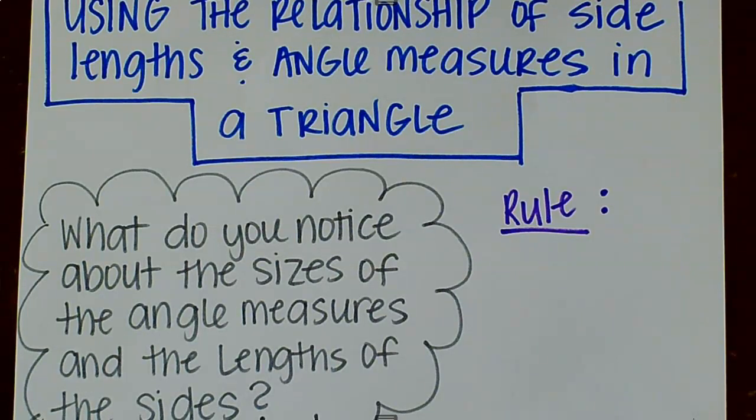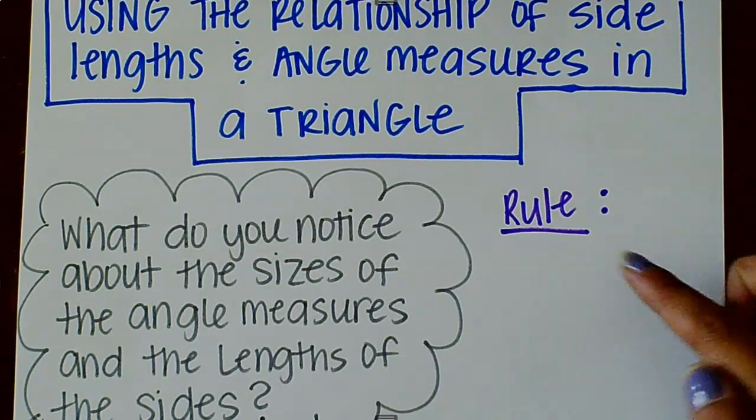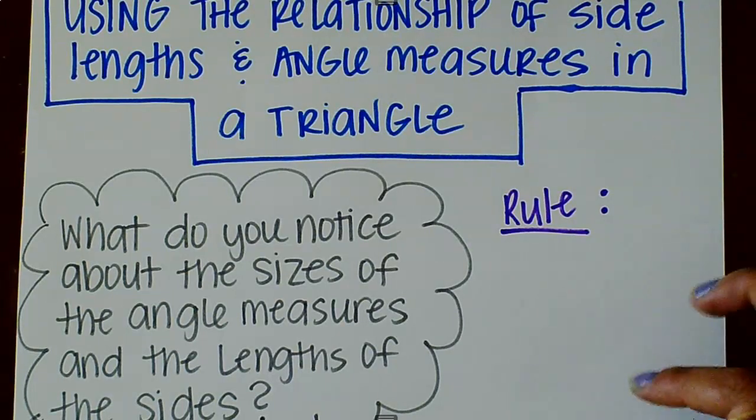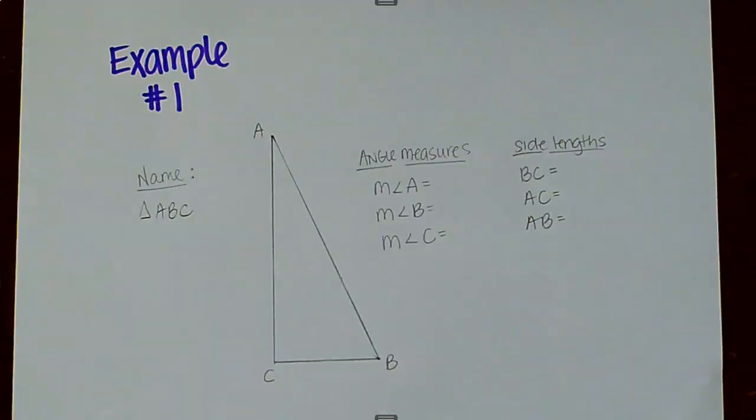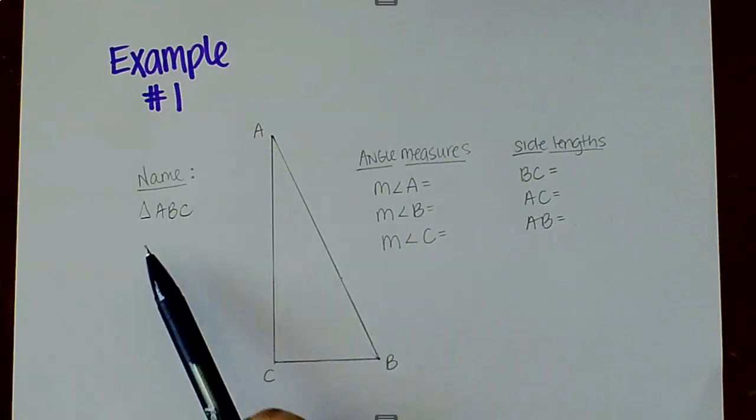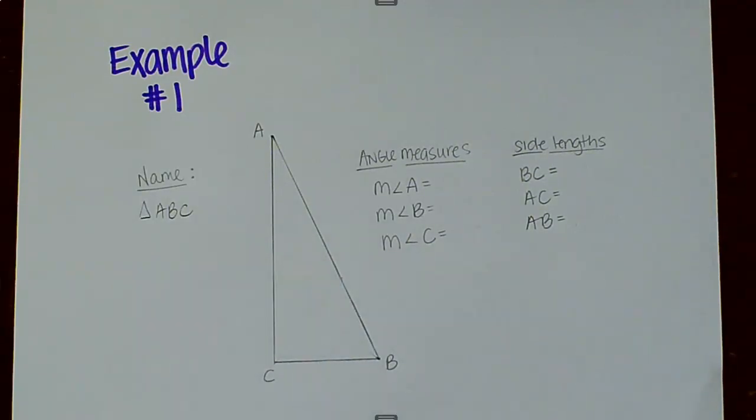Okay, so hopefully after these 3 examples, we can come up with a general rule to help us with all triangles that we can use to help solve any questions. So moving on to example number 1. Okay, so here's our first example. This is triangle ABC.